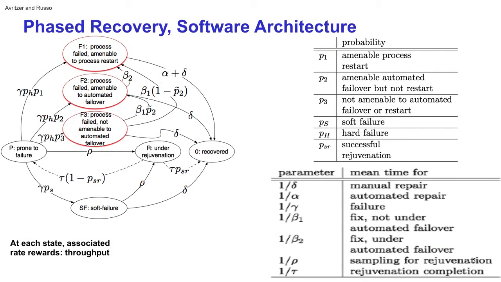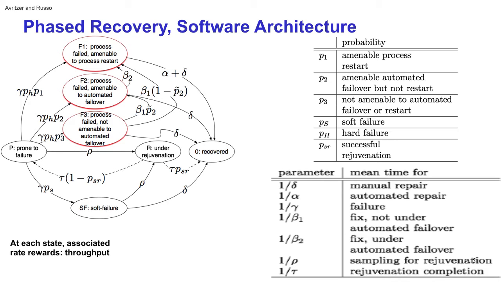The failure recovery model is a phase recovery where the system can be in each of the states shown in the Markov model picture. In state P, the system is prone to failure. We consider 2 types of failures: hard failures and soft failures. Soft failures are recoverable using rejuvenation. Hard failures can be recovered using one of several strategies, as shown in states F1, F2, and F3.